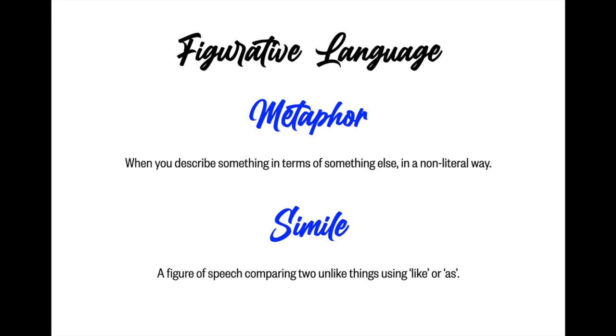Figurative language is extremely important for descriptive writing. There are two main types of figurative language. The first one is called a metaphor, and the second one is called a simile. I'm pretty sure that you will have heard of those before. A metaphor is when you describe something in terms of something else in a non-literal way. The word literal means when something is used in its most usual or obvious or basic way.